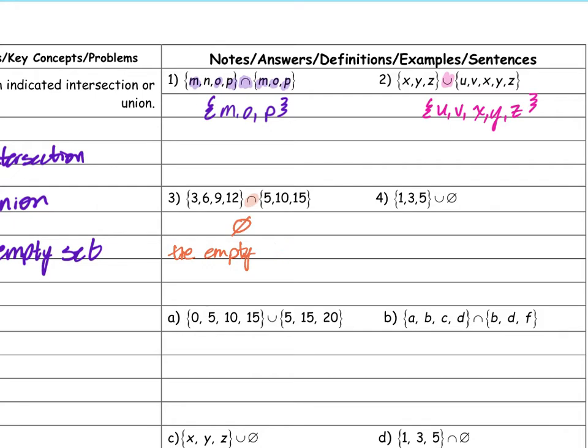Okay. And then on 4, it wants a union. So it wants everything that's in the set 1, 3, 5 and everything that's in the empty set. Well, since there's nothing in the empty set, it's only going to be the set 1, 3, 5. Okay. That's it.